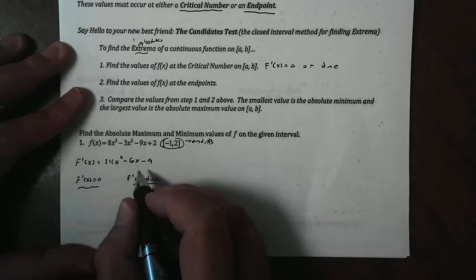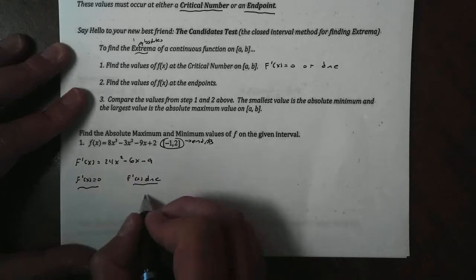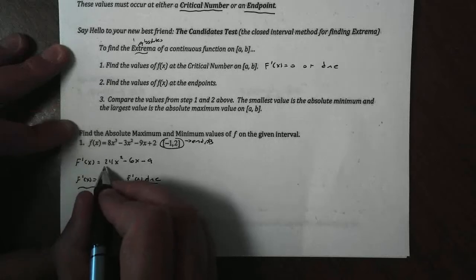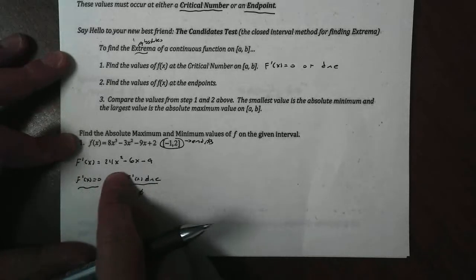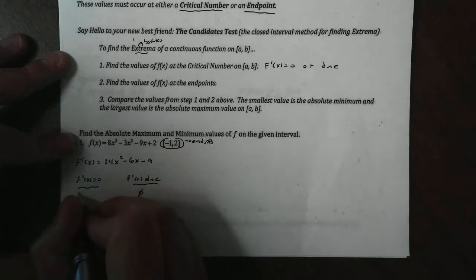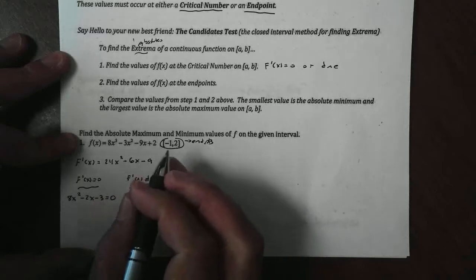So to find out where the derivative does not exist, that's pretty easy. I could just look at this and say, well, this is a parabola. There are no domain restrictions there, so that's not going to happen. And then I can set my derivative equal to 0. Now right away, I'm going to divide everything by 3, just to make it a little bit easier for me. I would get 8x squared minus 2x minus 3 equals 0.